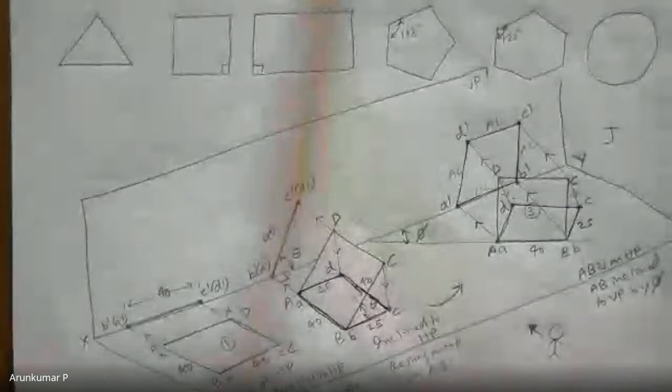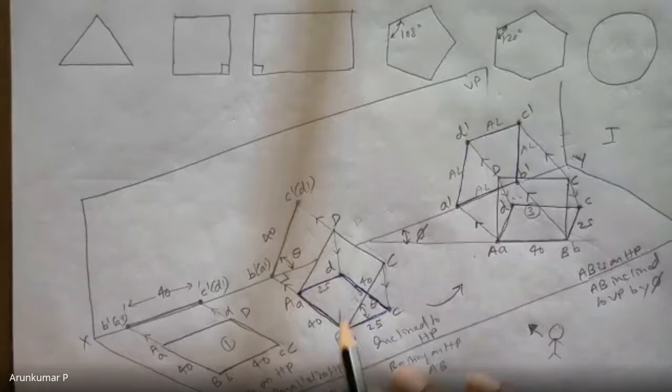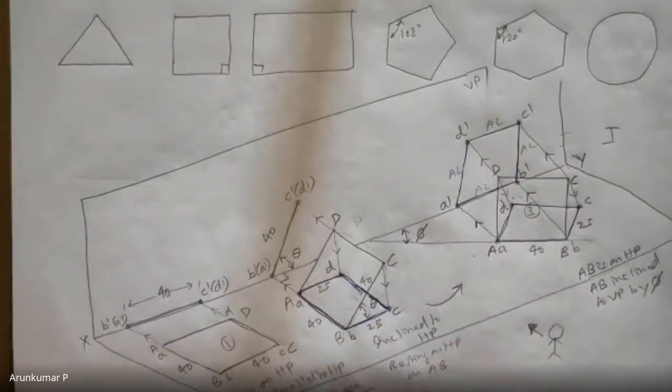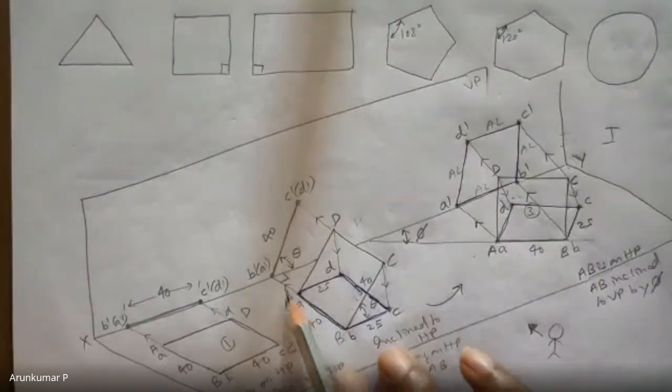Second step is, as given in the problem, the lamina makes 30 degrees to HP. So that is what you see here. The lamina is inclined by an angle of 30 degrees. So you can say the angle theta is 30 degrees. But when it is inclined, at the same time, this edge or side AB is still on HP.